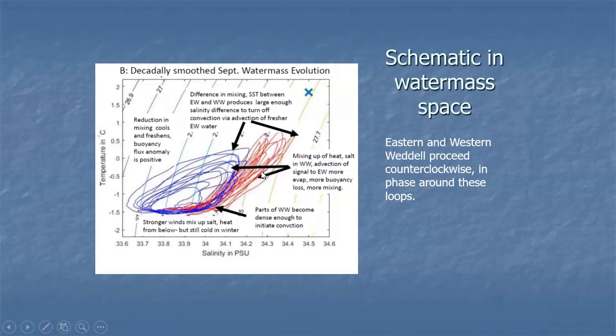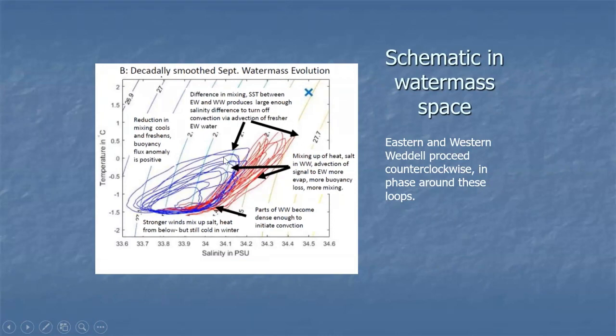What we find in this model is that in our off state, which is over here, stronger winds tend to build up heat and salt below. It's still cold in the winter. We then, at some point, sorry, this is the density of the deep water here. At some point, we get dense enough so that we start to convect. We convect until we reach the deep water, which is warmer and saltier.